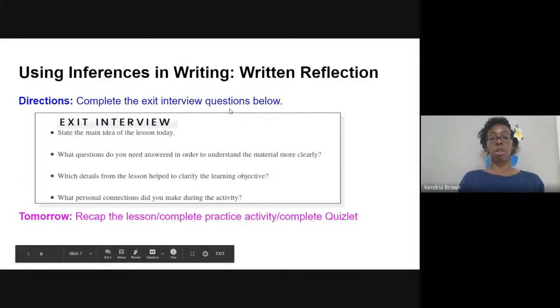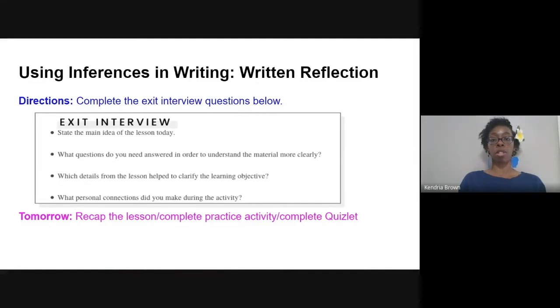Okay, by now you should have written your stories. In the last slide, I would suggest you should have paused the video like we always do, and you'll have your stories written out. So we're now at the conclusion of our lesson, which is to do our written reflection. Since we wrote a short story today, our written reflection will be very short. We're just going to answer these exit interview questions. The first exit interview question is to state the main idea of the lesson today.